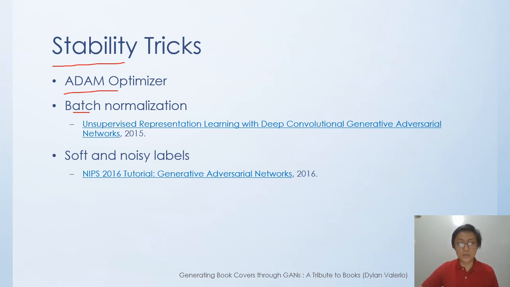Lastly, we have soft and noisy labels. Soft labels would be converting your 0 label as fake and 1 label for real to something softer like 0.3, 0.2, or 0.9 or 1.1. This would help the discriminator to be a little bit less overconfident in its predictions. And then we also introduce noisy labels, which is one way again to make the discriminator a bit weaker. You just randomly flip some of the labels so you can confuse the discriminator.